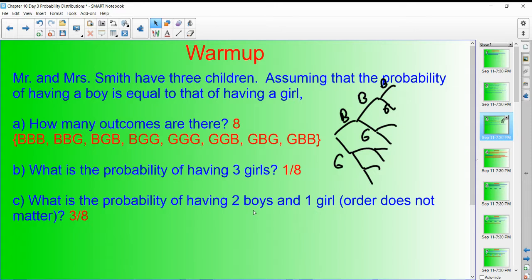There are 3 families that have 2 boys and 1 girl. You could have boy, boy, girl. You could have boy, girl, boy, or you could have the girl first and then 2 boys. So if we write out the sample space, we can count probability.